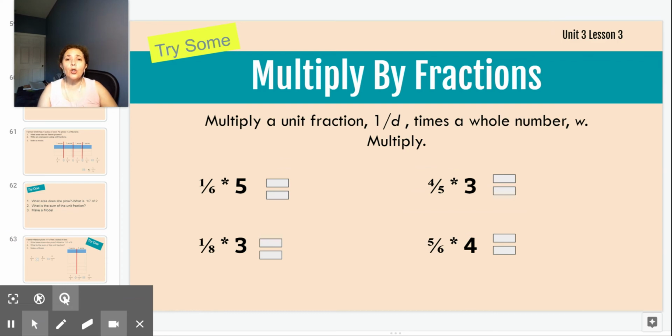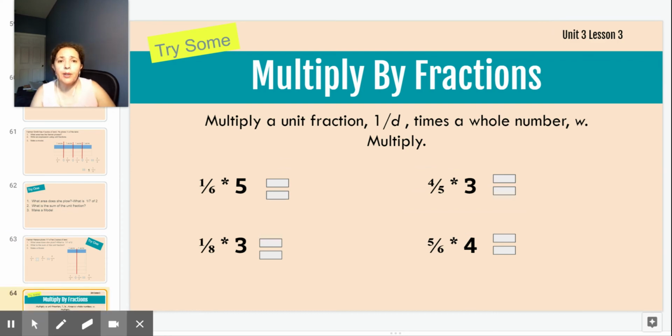All right, so you try some. Multiply by fraction. So multiply a unit fraction or a fraction times a whole number. So go ahead and do these. So stop the video, do 1/6 times 5, 4/5 times 3, 1/8 times 3, and 5/6 times 4, and then come back to me.